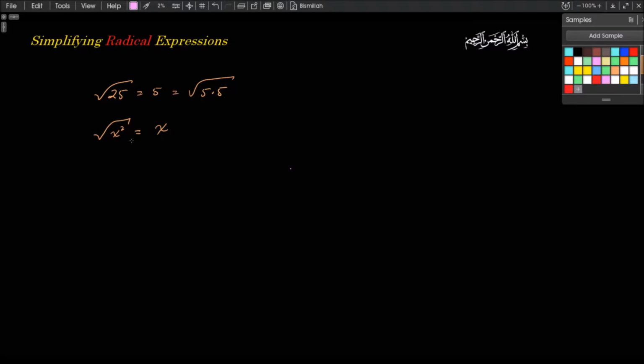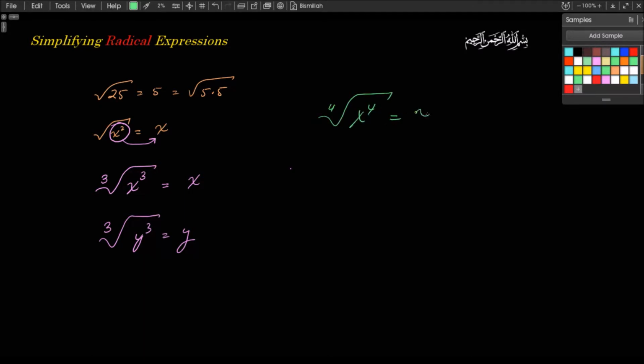From this, you can say in general that for every pair that you have under a square root, it will be simplified as one x. And if it was a cube root of x cubed, that is three x's, that would be x. And a cube root of y cubed would be y. In the same way, if you take a fourth root of x to the fourth, it will be x, because the fourth root of 5 times 5 times 5 times 5 is 5.